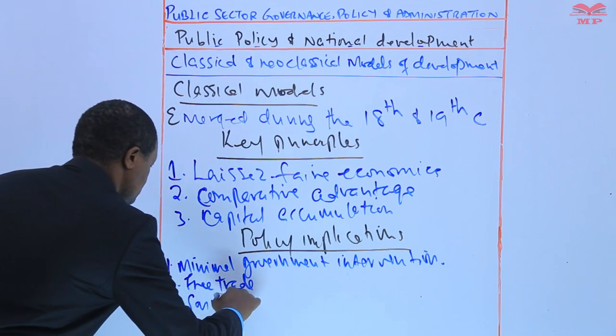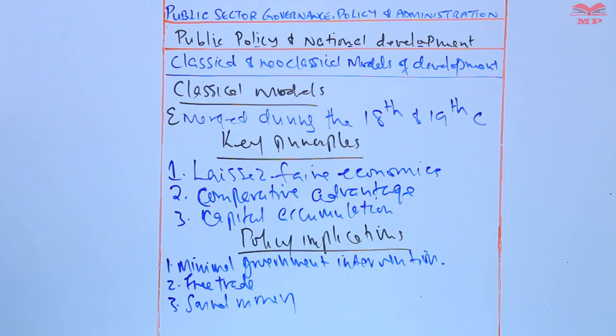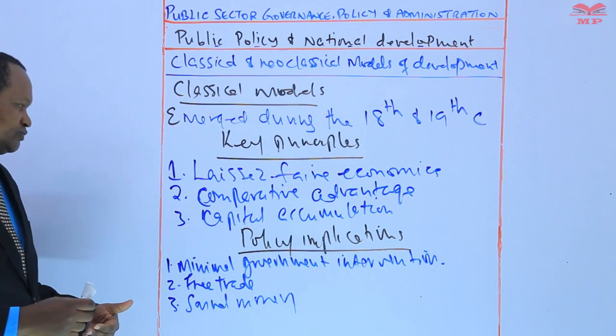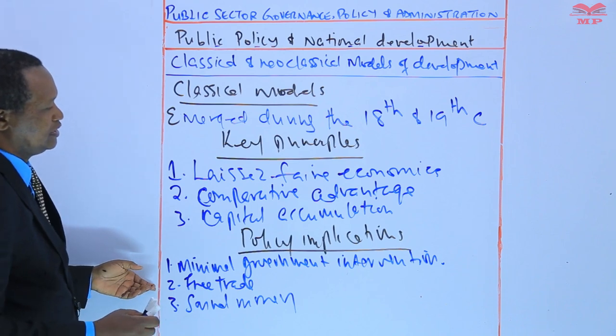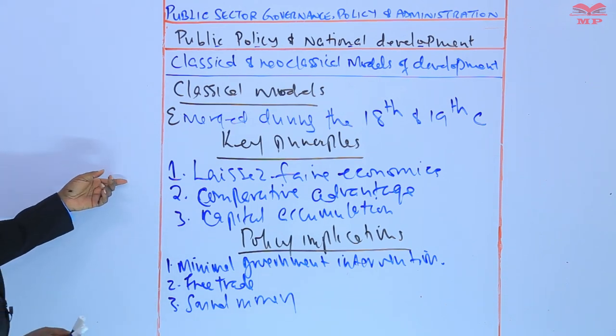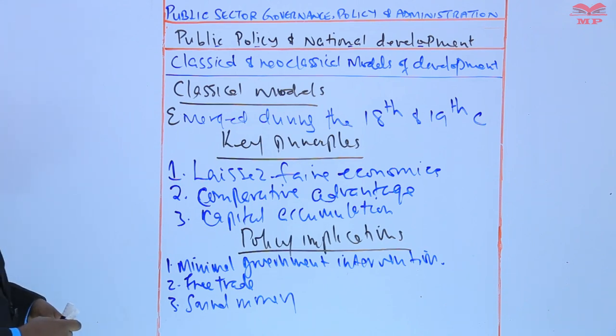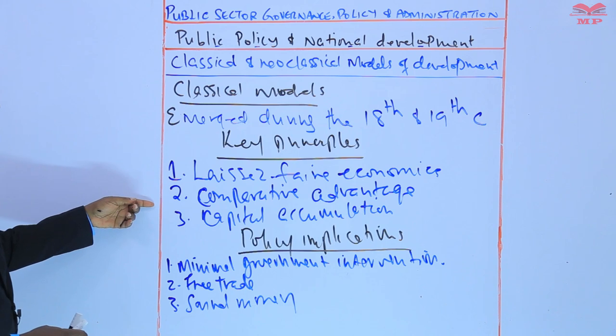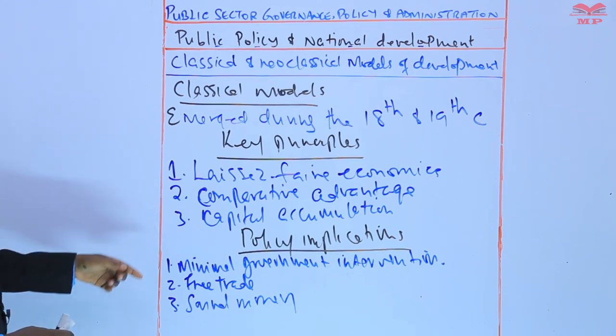Three, sound money. The classical models emphasize the importance of a stable currency and avoiding inflation, because such factors could disrupt economic activity and hinder growth. So these are three key policy implications of the classical models, which emerged during the 18th and 19th centuries. We say that the key principles are: one, laissez-faire economics; two, comparative advantage; and capital accumulation.